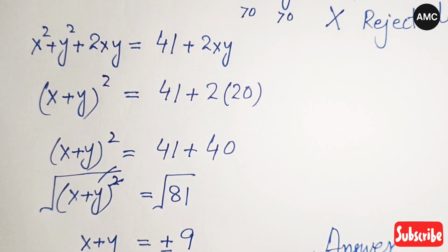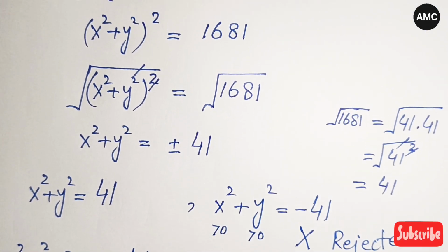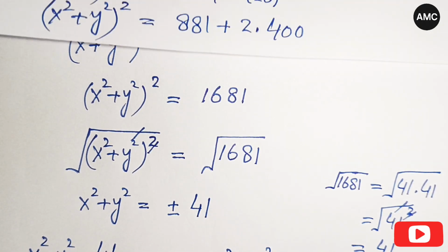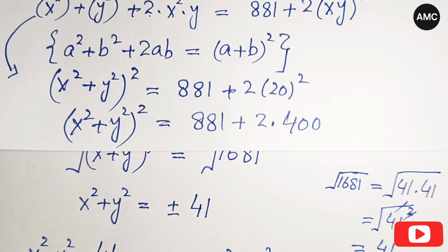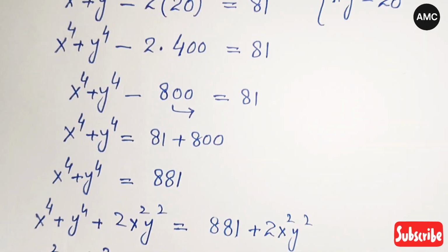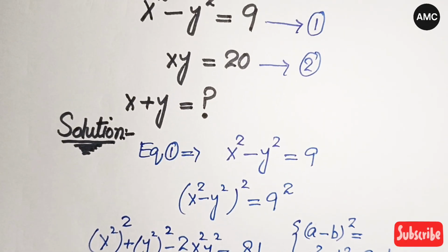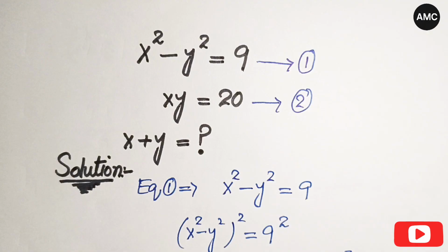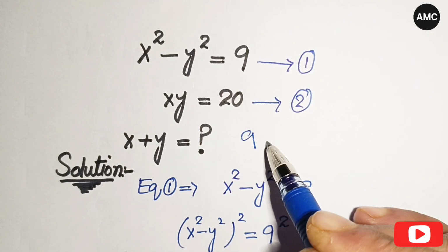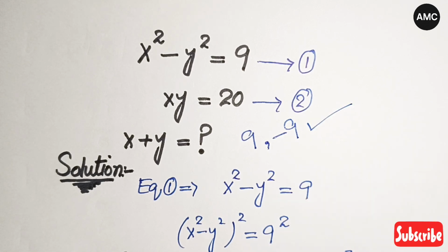So it is our final answer, that x plus y has two values, one is positive 9 and the other one is negative 9. Now we are going to review our entire problem step by step. It is an easy mathematical problem, so I hope you have got all these steps one by one. Here we have x plus y, and x plus y has two values. The first one is positive 9 and the second one is negative 9.